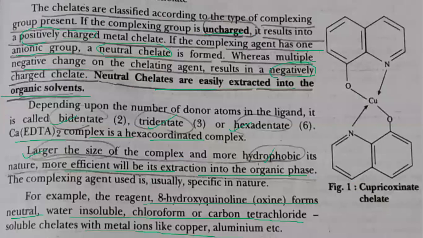So if the complexing group is uncharged, म्हणजे जो ligand आहे तो uncharged असेल, so that results in the positively charged metal chelate formation. जर charge नाहीये ligand वरती, तो काय करतो? पॉझिटिव्हली चार्ज मेटल चिलेट तयार करतो. ओके, जर कॉम्प्लेक्सिंग एजंट इज हॅव्हिंग अनायनिक ग्रुप, one anionic group, then that forms a neutral chelate. And if the complexing group or ligand is having more anions or more negative charges, then they form a negatively charged chelate. म्हणजे जर कॉम्प्लेक्सिंग एजंट कडे चार्ज नसेल तर कॉम्प्लेक्स तयार होताना पॉझिटिव्ह चार्जचा कॉम्प्लेक्स तयार होतो.